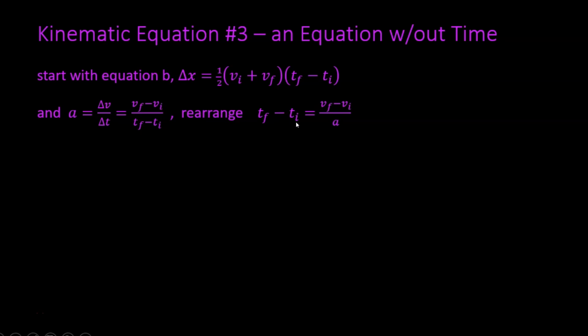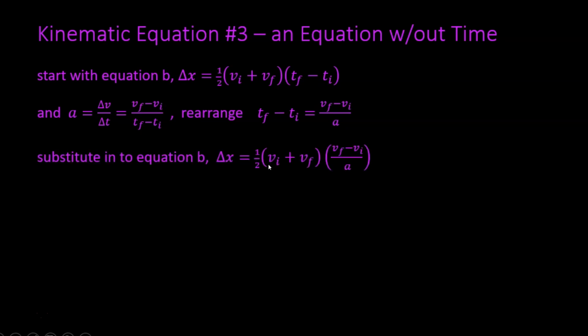And the reason I did that is that I want to take this and substitute it up into equation B in place of this expression in parentheses. And when we do that, we get delta x is equal to 1/2 the initial velocity plus the final velocity, in parentheses, v sub f minus v sub i divided by the acceleration.